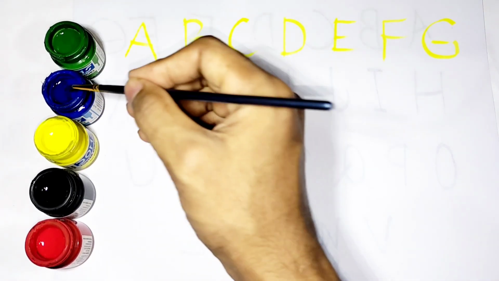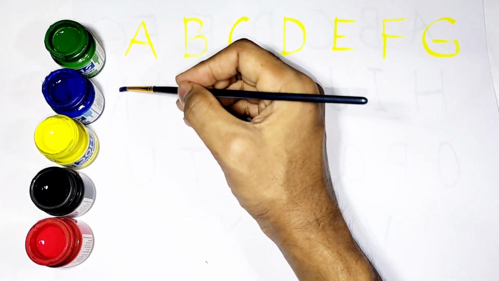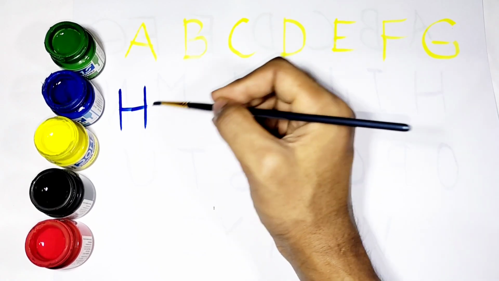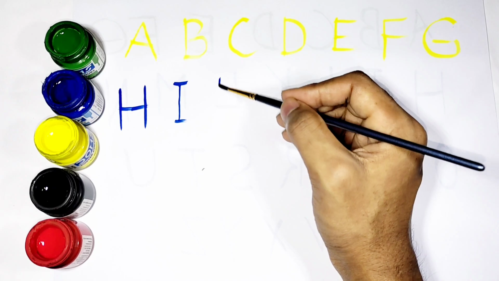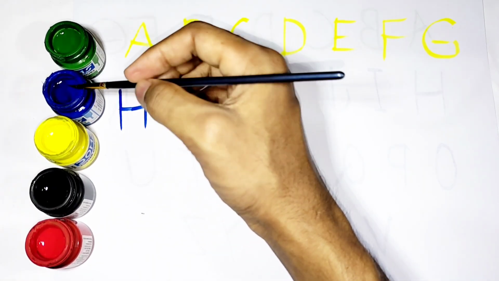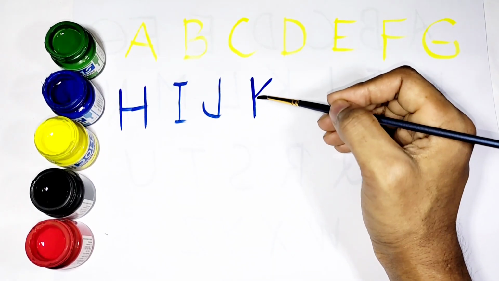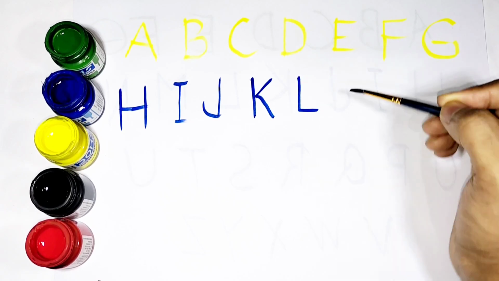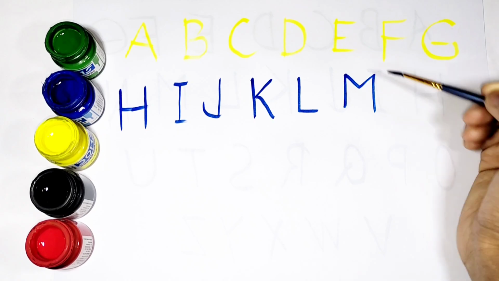Now we draw the alphabet of H. H for hand. The next one is I. I for ice. And the next one is J. Now we draw the alphabet of K. The next one is L. Now we draw M. M for moon, M for mango.